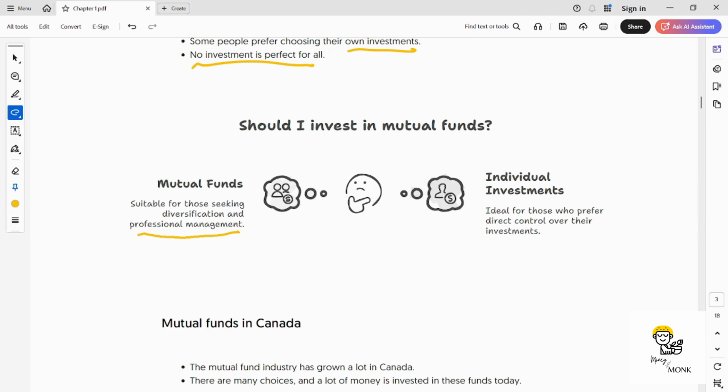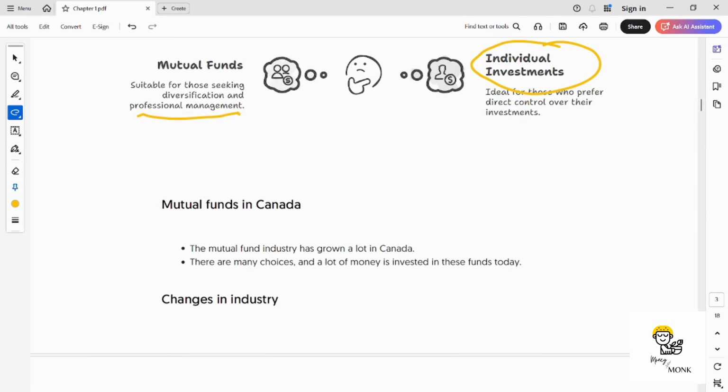So mutual fund is suitable for those seeking diversification and professional management. Okay, now individual investments are, on the other hand, for people who would like to do their own investments. They would like to do their own research, they would pick their own stocks and stuff like that. Okay, mutual funds in Canada.